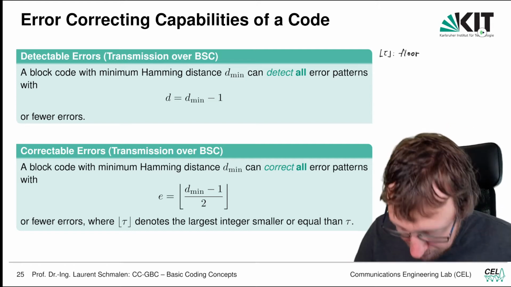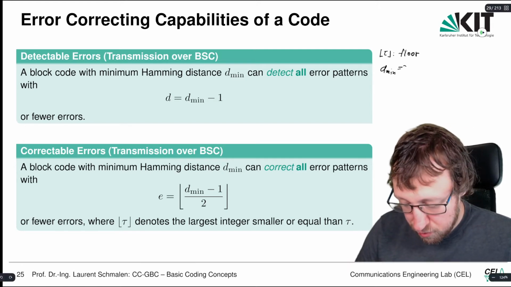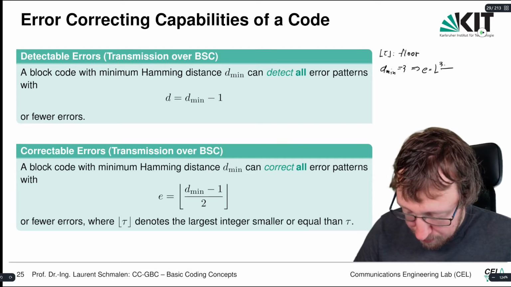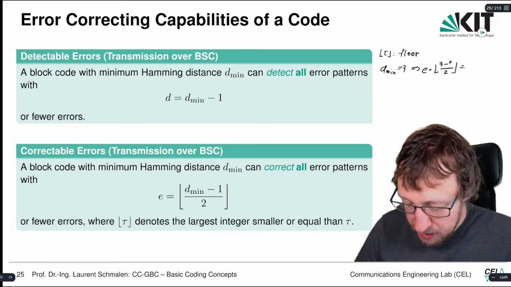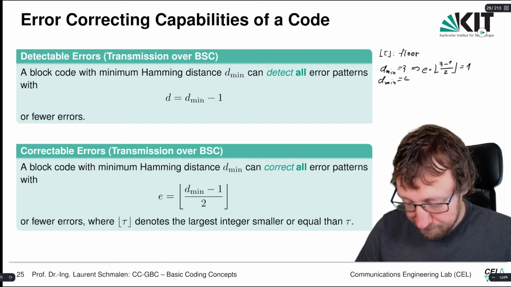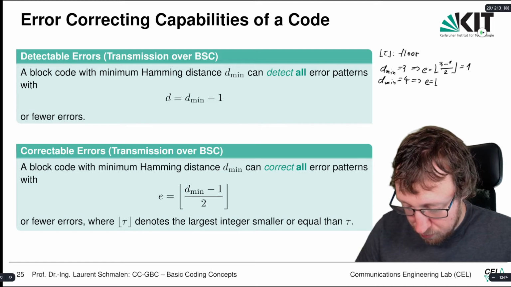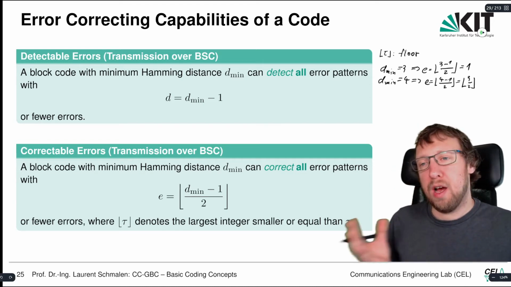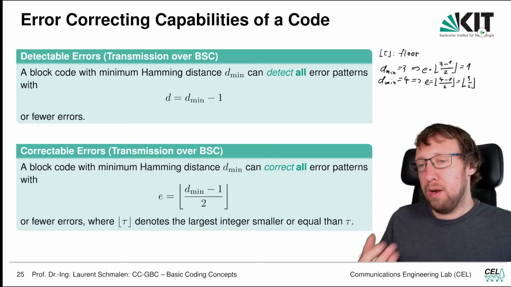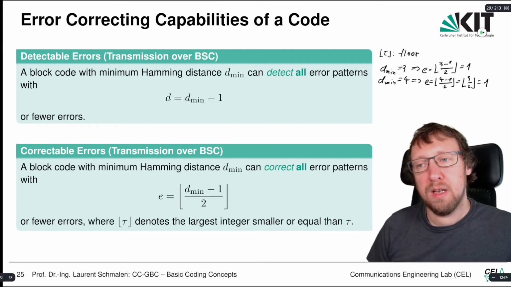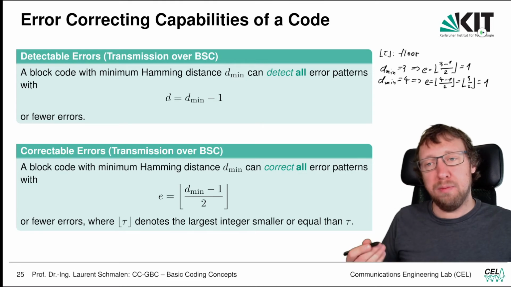So we can look at a few examples. If D min is equal to 3, that means E is equal to 3 minus 1 divided by 2, which is equal to 1. That's easy. If the minimum distance is equal to 4, that means that E is equal to 4 minus 1 divided by 2. So this is 3 over 2. And we apply the Gaussian brackets. This means 1.5, so we take the floor operation, and this is also equal to 1. So we can correct one error if the minimum distance is equal to 4.